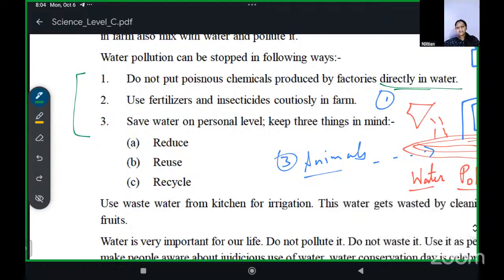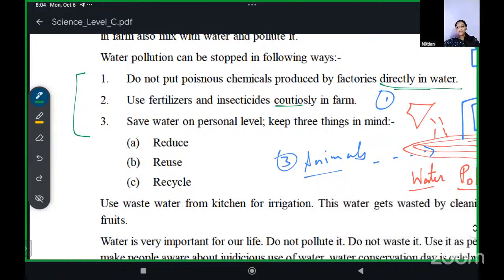Then use fertilizers and insecticides cautiously in a farm. Cautiously means that you use only a small amount. Do not use too much of insecticides and pesticides, or you can use organic ones that are made from natural material, so that the natural ones will not cause harm to the environment.